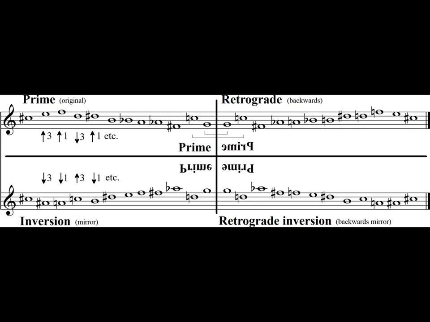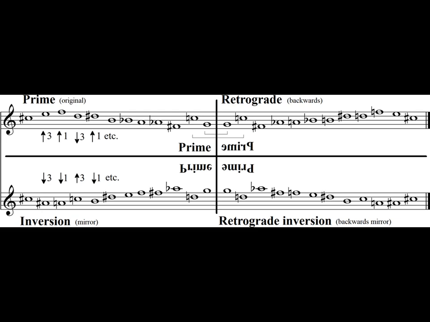So that gives you now 3 different chromatic melodies, all of which use all 12 notes of the chromatic scale. And then finally, in the bottom right hand quadrant, you do both operations at once. So you both turn it upside down and you turn it backwards to get what's called a retrograde inversion, or a backwards mirror form of the row. So we've now got 4 versions of this prime, including the original, that we can use for our composition.